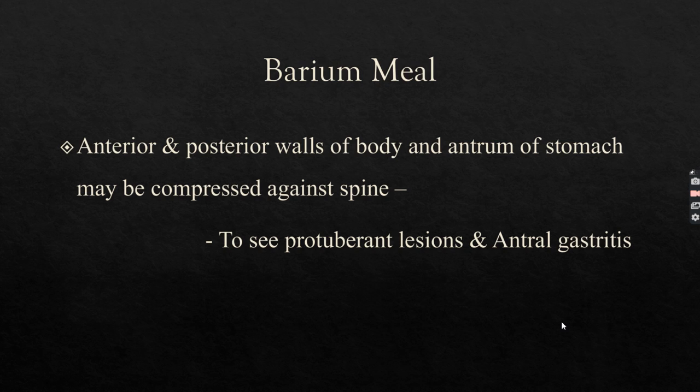We can press the anterior and posterior walls of the body and antrum of the stomach against the spine, right? So these anterior and posterior walls are pressed against the spine if we are suspecting protuberant lesions and antral gastritis. And take this picture. So this is important, the compression against the spine. Compression of what? Compression of the stomach.